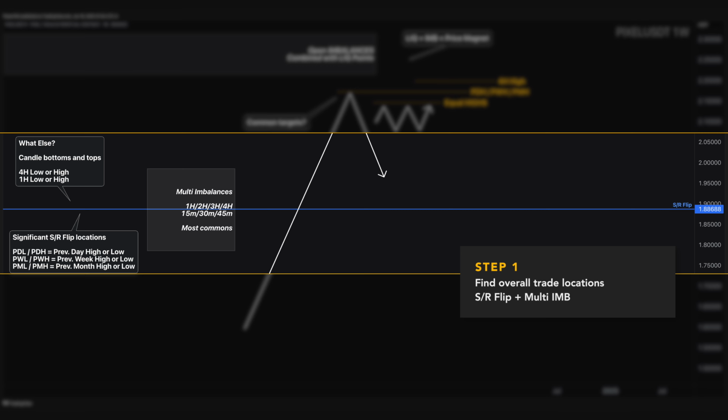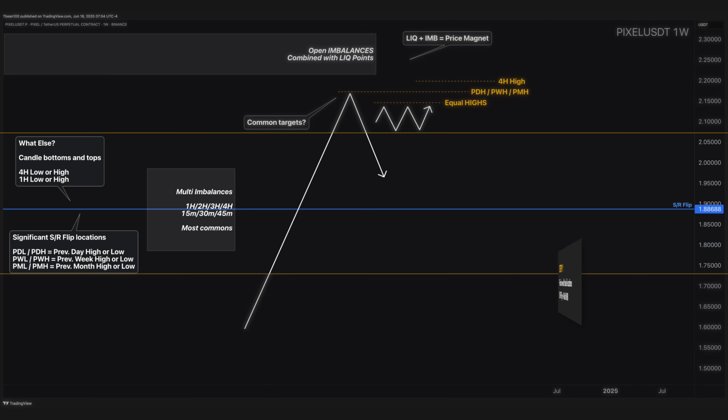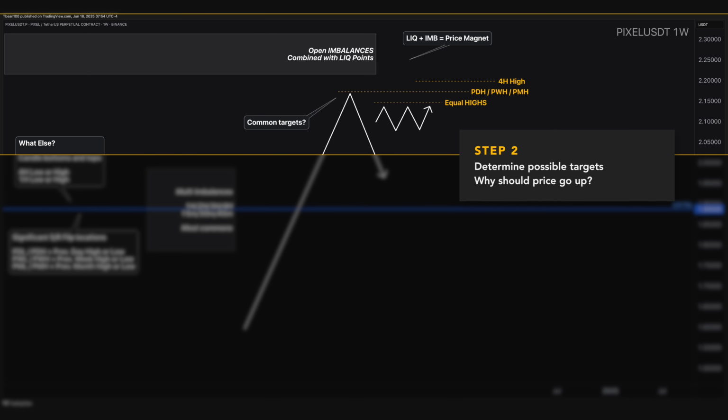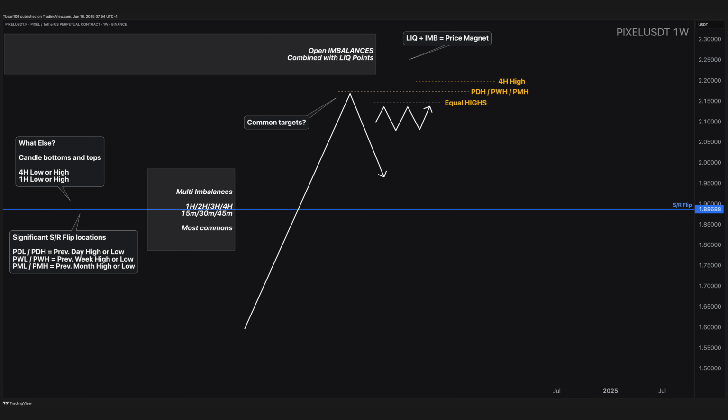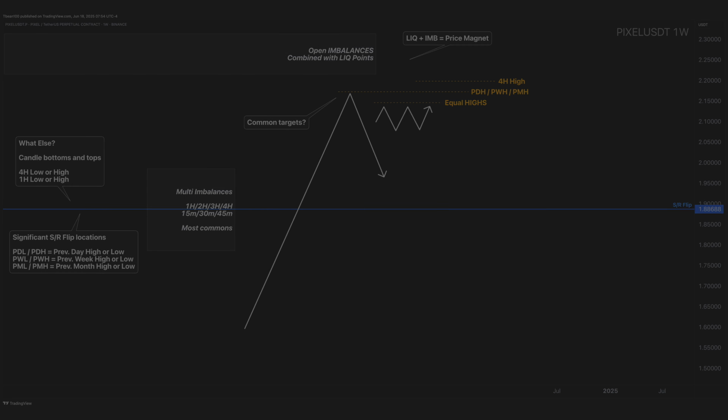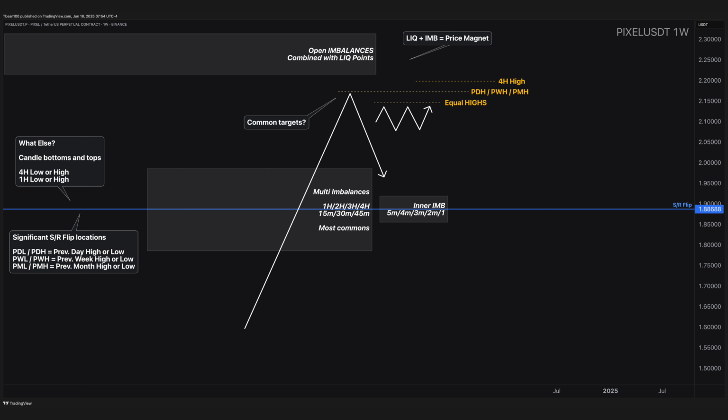So what do I have here again? First, I find myself a great trade location with SR flip and imbalances. And then I ask myself about targets, like the clear targets above, a combination of liquidity with imbalances. These are the two major steps before taking any kind of trades. Okay, now I am ready to take trades.